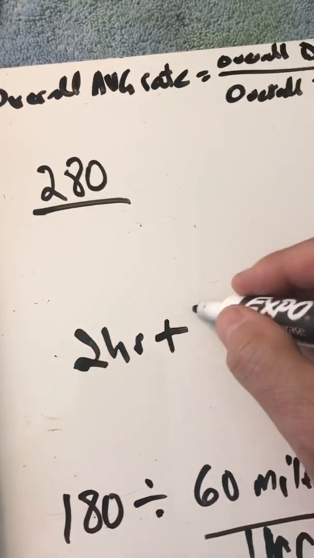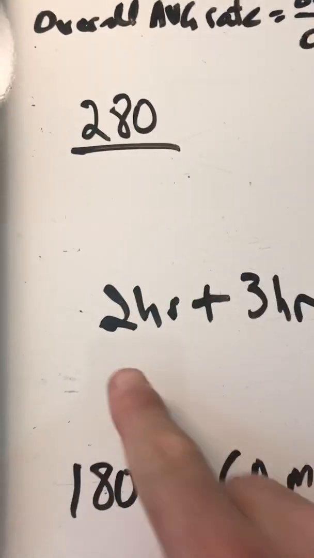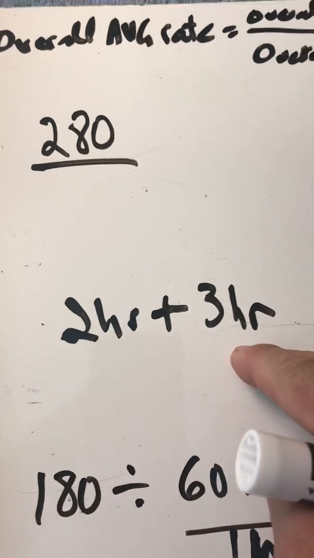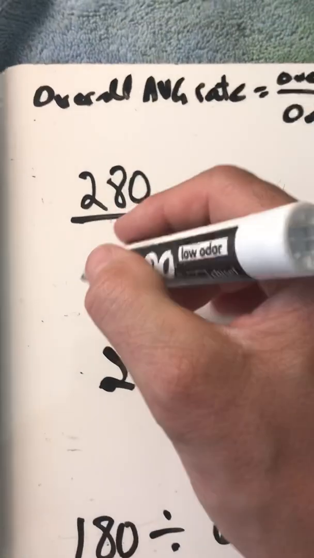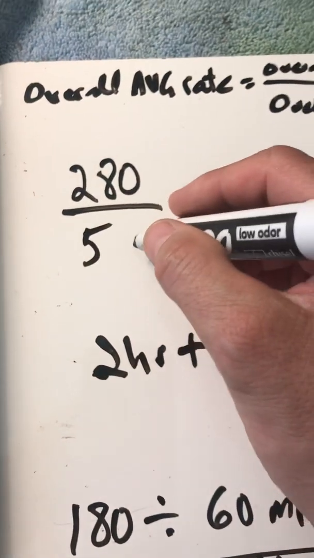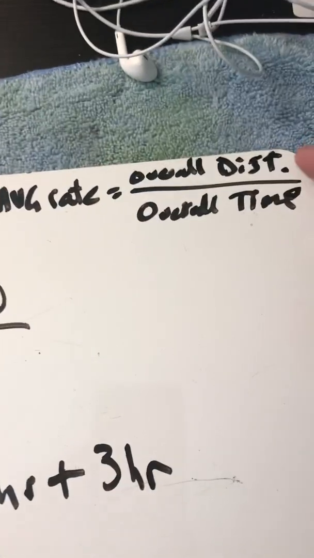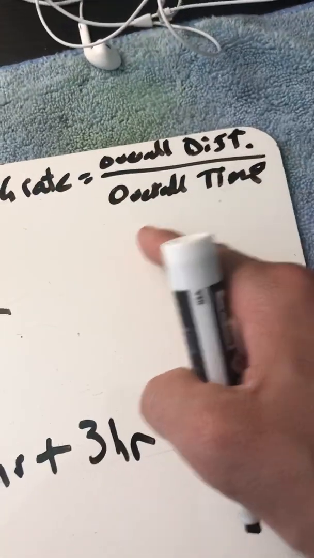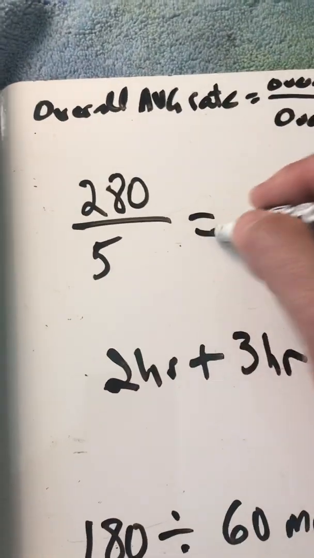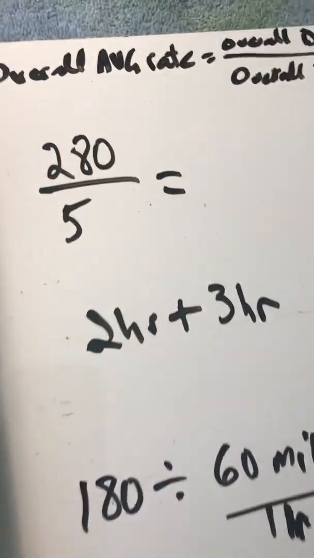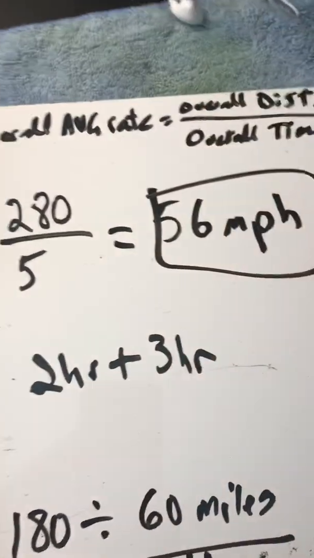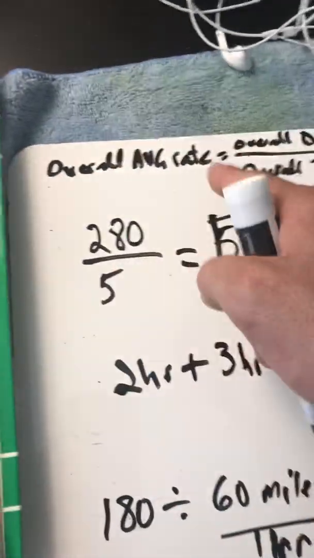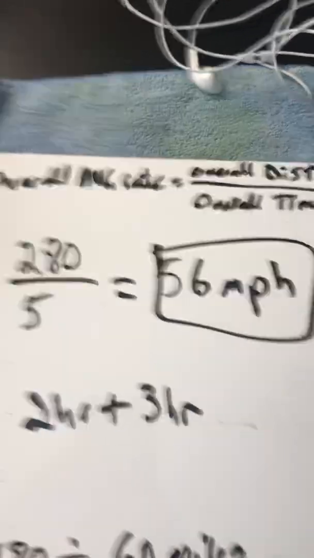So the first 100 miles, it took them 2 hours. The next 180 miles took them 3 hours, for a total of 5 hours. So the overall average rate is overall distance, 280, divided by overall time, which we just figured out is 2 hours plus 3 hours. And if you do that out, you get 56 miles per hour. Overall average rate equals overall distance over overall time. All right, let's do another one.